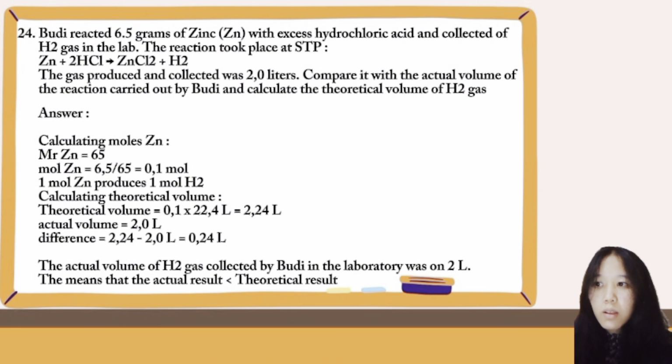So 2.24 minus 2 is equal to 0.24 liter. So the actual volume of hydrogen gas collected by Budi in the laboratory was only 2 liters. This means that the actual result is less than the theoretical result. This comparison occurs because the chemical reaction does not take place perfectly.